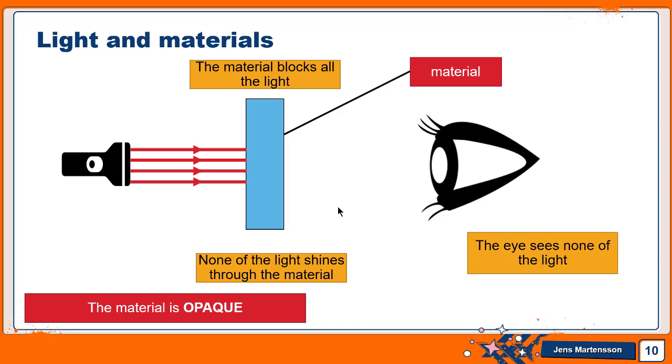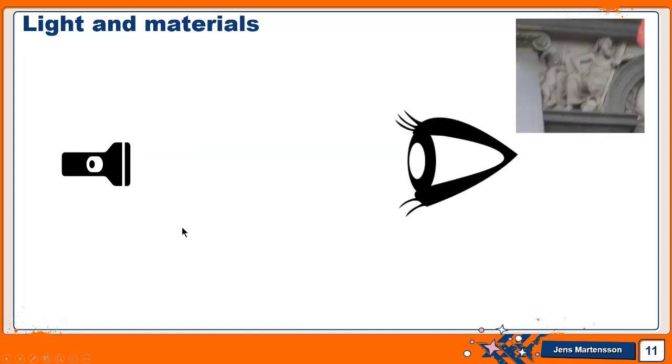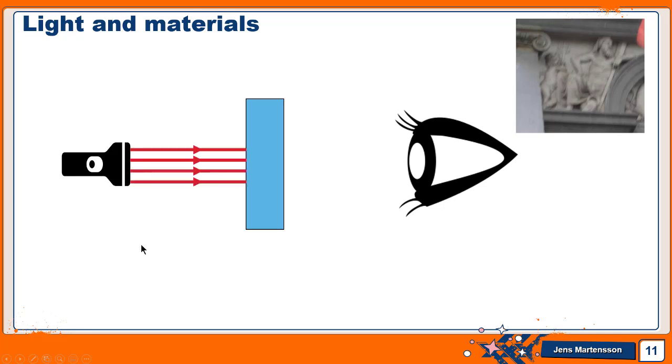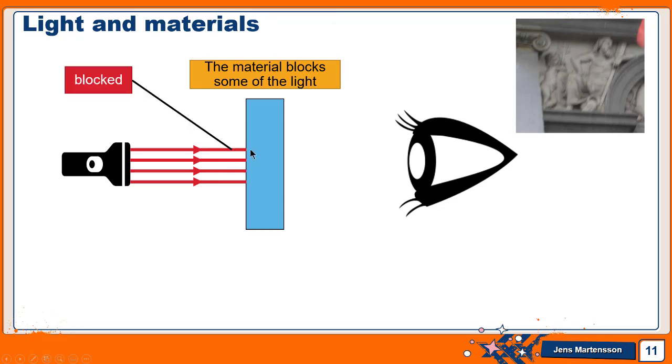Now we've got a third possibility, and there's a sort of a slight clue here, and that is that when the light shines, there's a number of things that can happen to these light rays. The material blocks some of the light, so it could block this light ray. Some of the light can pass through, so not all of it, only some of it, and some of the light rays might actually go in different directions.